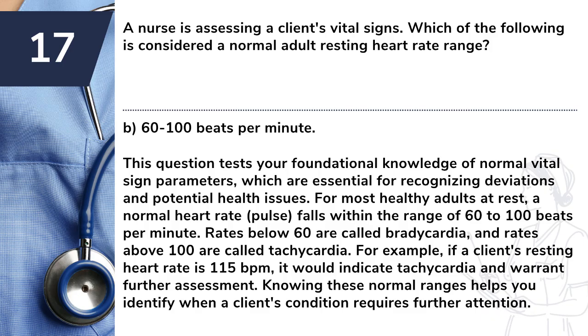Answer: B. 60 to 100 beats per minute. This question tests your foundational knowledge of normal vital sign parameters, which are essential for recognizing deviations and potential health issues. For most healthy adults at rest, a normal heart rate, or pulse, falls within the range of 60 to 100 beats per minute. Rates below 60 are called bradycardia, and rates above 100 are called tachycardia. For example, if a client's resting heart rate is 115 bpm, it would indicate tachycardia and warrant further assessment. Knowing these normal ranges helps you identify when a client's condition requires further attention.